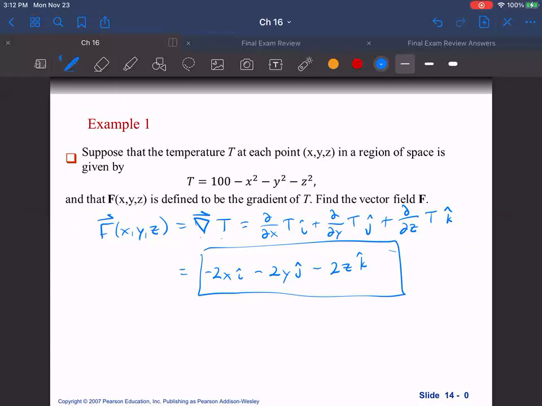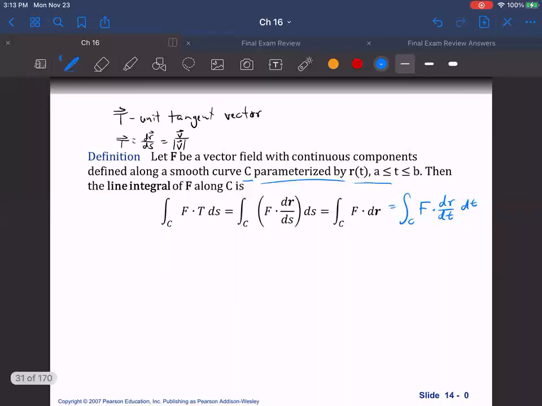The 100, of course, is a 0 when you take the derivative of it with anything. When you do the derivative with respect to x, that's 0 and that's 0, and you're just left with the negative 2x in the i direction. And then, of course, that's 0, and that's 0 when you do the derivative with respect to y, and then this becomes negative 2y. And then everything else is 0, and that becomes negative 2z when you do the partial derivative with respect to z, because you treat everything else as constants. All right, so pretty simple there.